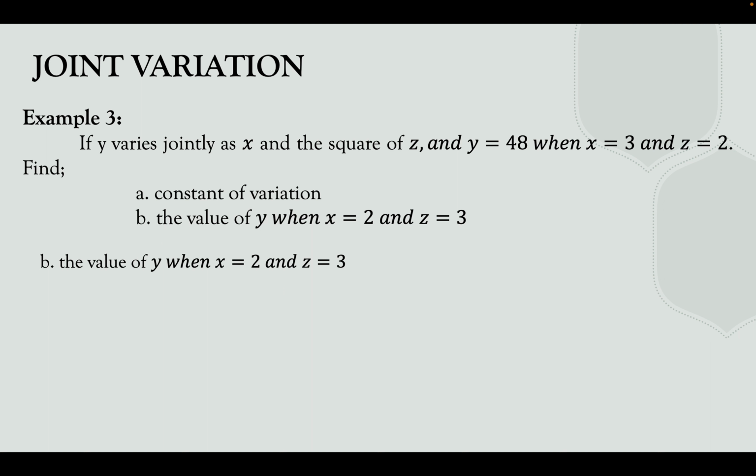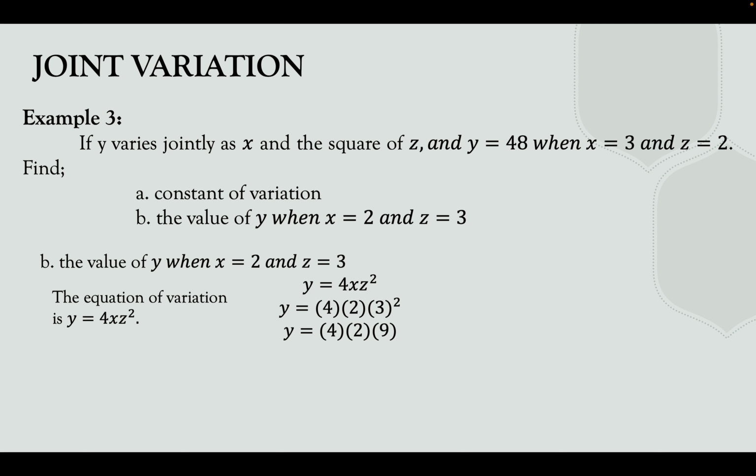Now, since we already know the constant of variation, we will find the value of y when x equals 2 and z equals 3. So, we will use the equation of variation y equals 4xz squared. Substitute the given. So, we have y equals 4 times 2 times 3 squared. We have y equals 4 times 2 times 9. So, we have y equals 72. Therefore, y equals 72 when x equals 2 and z equals 3.